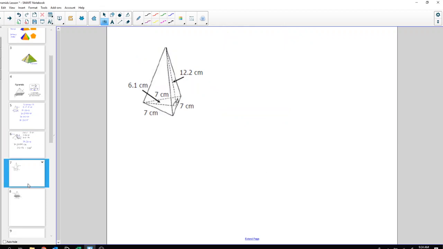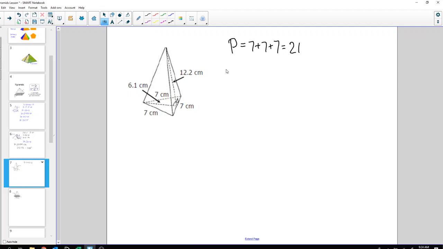Now the next one we're going to look at here, we have a triangular pyramid, so it's going to look a little bit different because the area of our base is going to be different. We're going to have to find it in a different way. So here, I'm going to start by finding my perimeter, which is that distance around that bottom triangle, which I can see is 7 on all sides. We have an equilateral triangle. So 7 plus 7 plus 7 will give me a perimeter of 21.